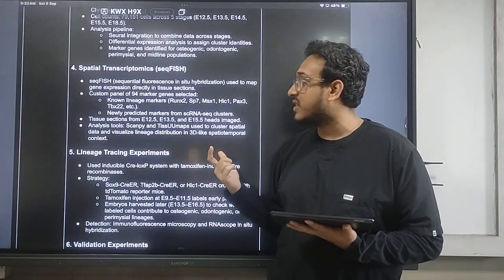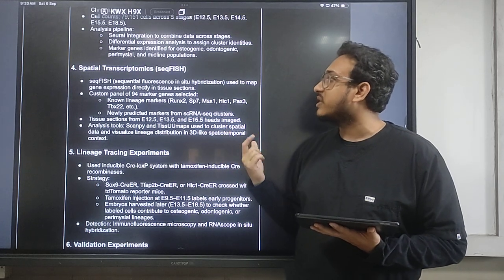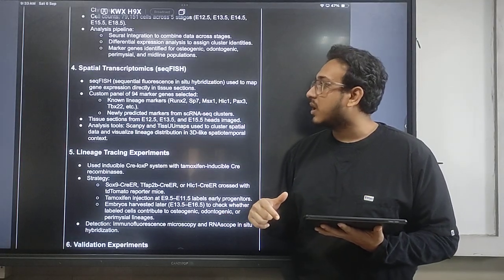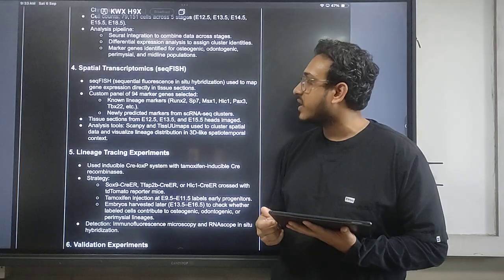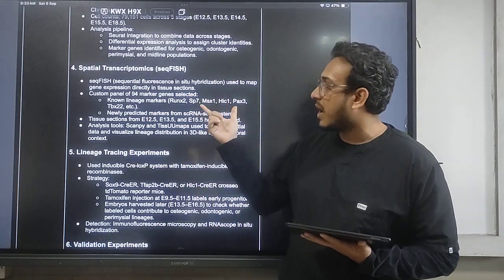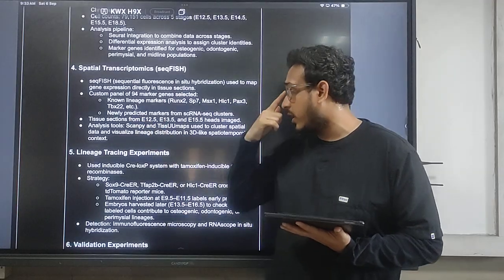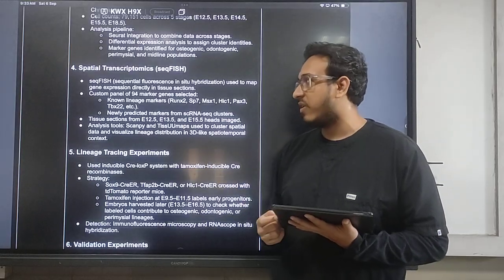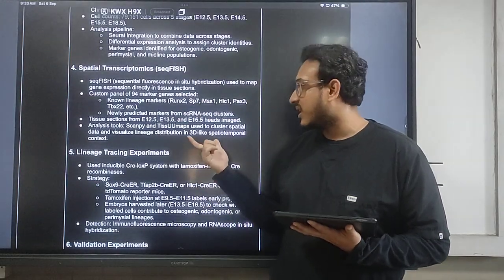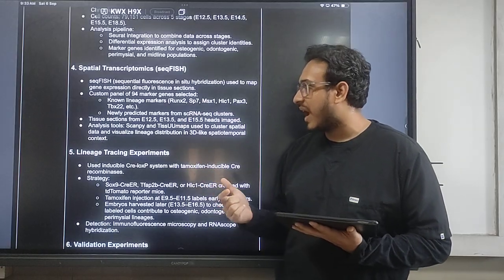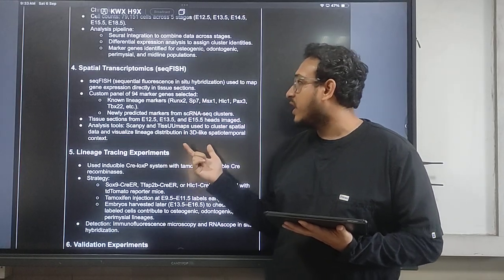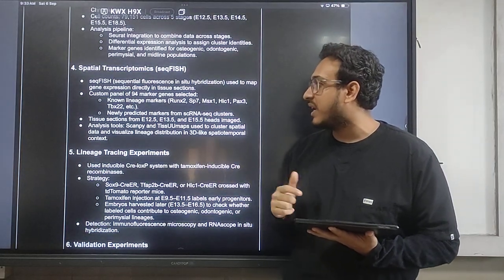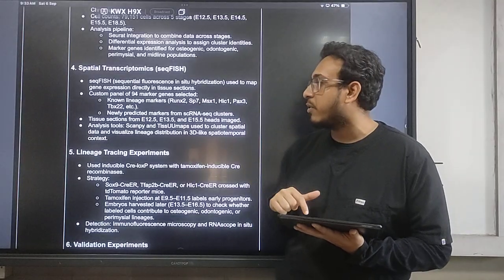The spatial transcriptomics was done with sequential fluorescence in situ hybridization to map the gene expression directly in the tissue section, and a custom panel of 94 marker genes was selected. The known lineage markers were selected, and newly predicted markers from the single cell RNA sequencing clusters were also identified. The tissue sections from these weeks were imaged, and they used Scanpy and tissue maps to analyze and visualize the lineage distribution in a 3D spatiotemporal context.